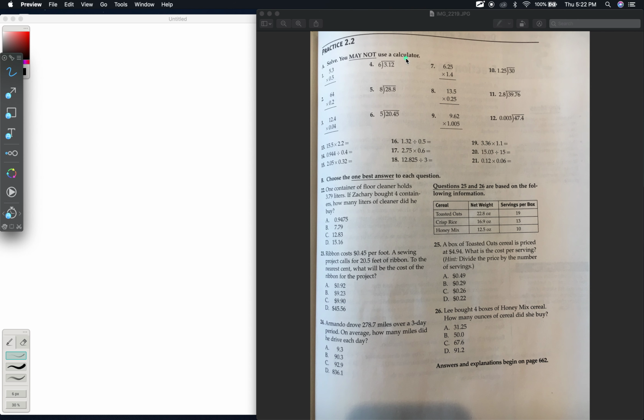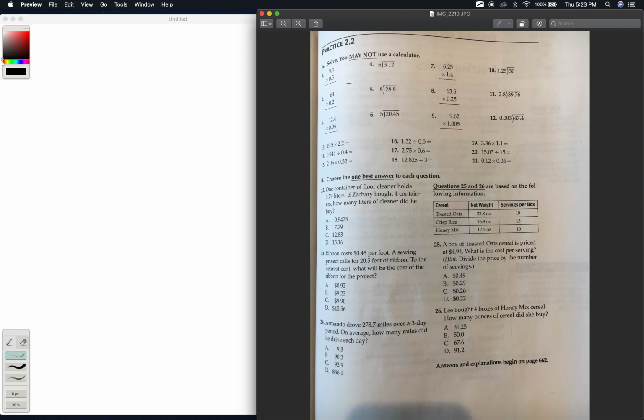Solve. You may not use a calculator. Too bad. Okay, so here's an example of the multiplication. Let's go ahead and get started with that. I'm not going to go through all of these, but I'll go through a few of them for you. I'll try and pick the most complicated ones.